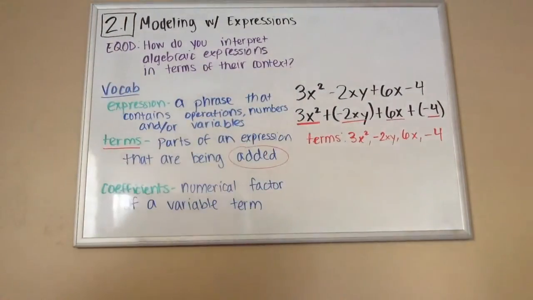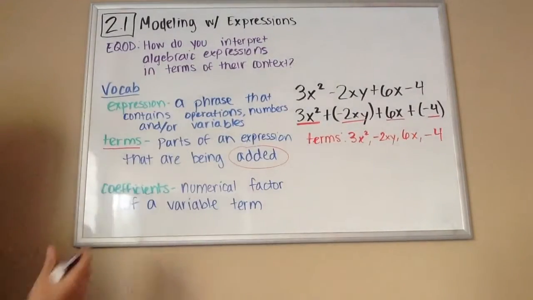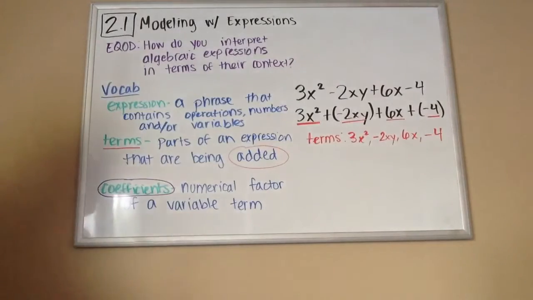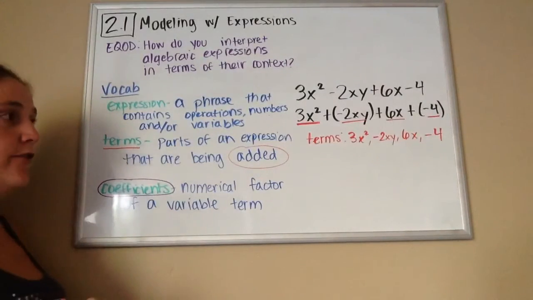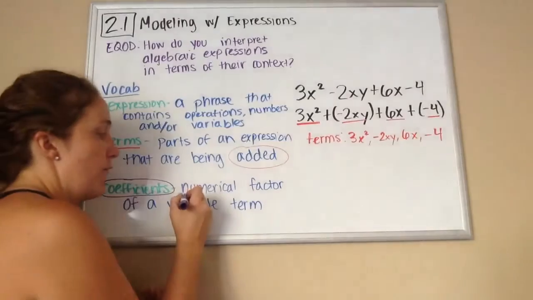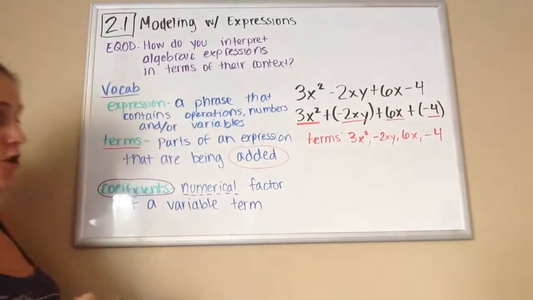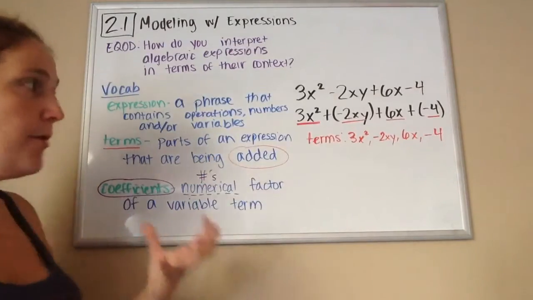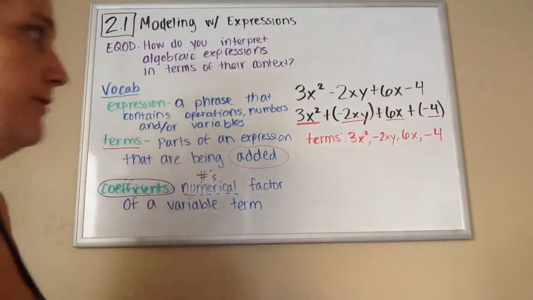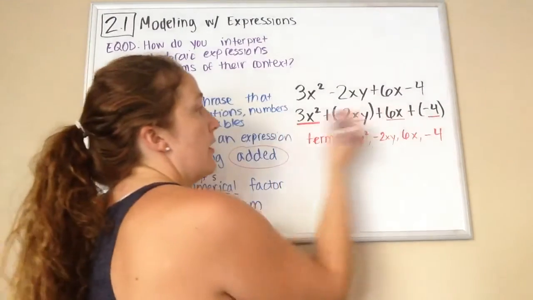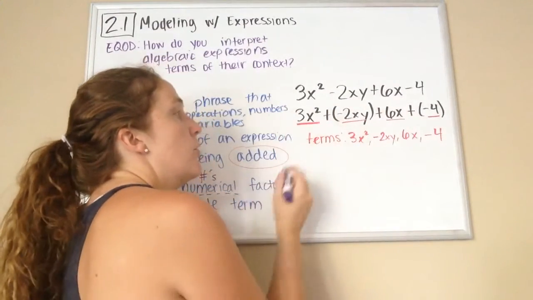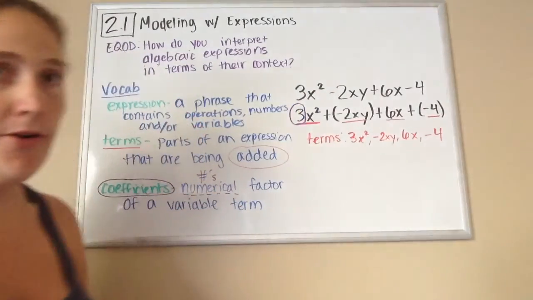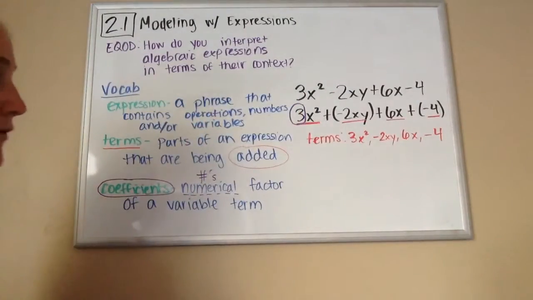Okay, coefficients. If we look at coefficients, we will go ahead and circle these coefficients in purple. They are the numerical factors of a variable term. So we're looking for numbers, numerical numbers. We are not looking for variables here. The numbers attached to the variable. So let's look at this first term, 3x squared. We're looking for the number attached to the variable. So 3, that's our first coefficient.